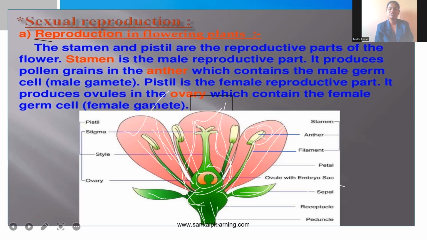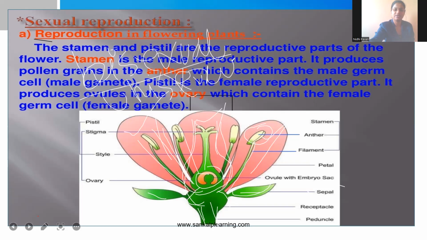Some of the flowers will have both male and female parts in them. Such flowers are called bisexual flowers. Bisexual means they have both the reproductive parts, male and female. Some flowers will have only one reproductive part, either male or female. Such flowers are called unisexual, single sexual flowers. So, unisexual and bisexual flowers.